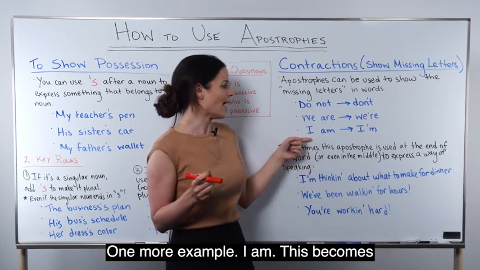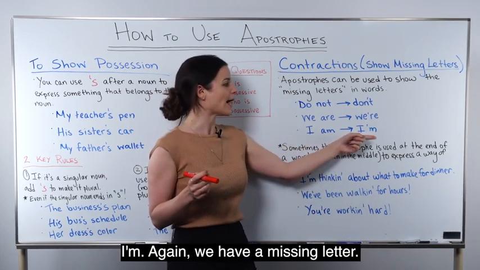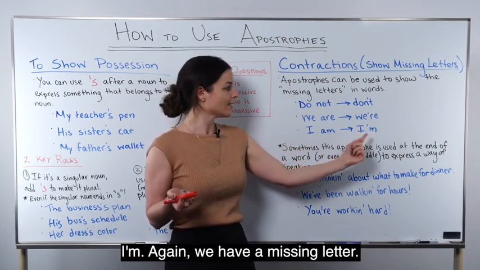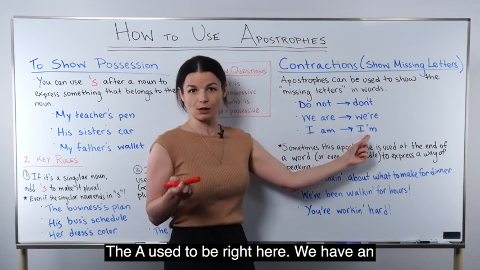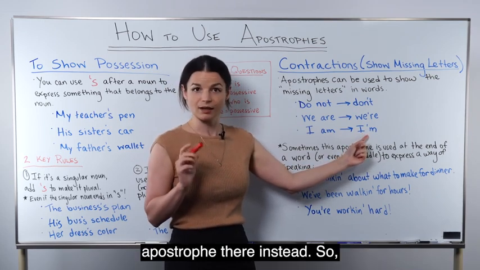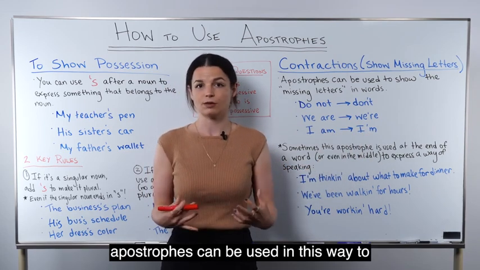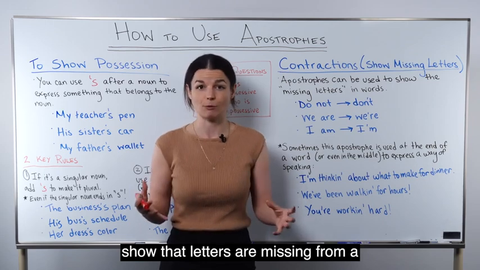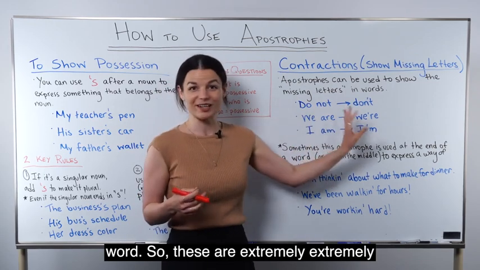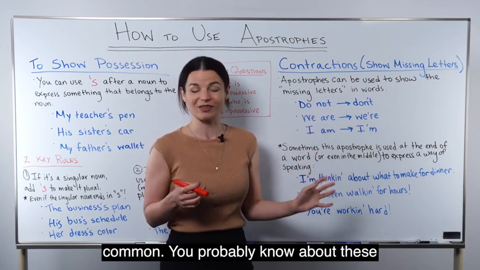One more example, I am, this becomes I'm. Again, we have a missing letter. The A used to be right here. We have an apostrophe there instead. So apostrophes can be used in this way to show that letters are missing from a word. So these are extremely common. You probably know about these already.